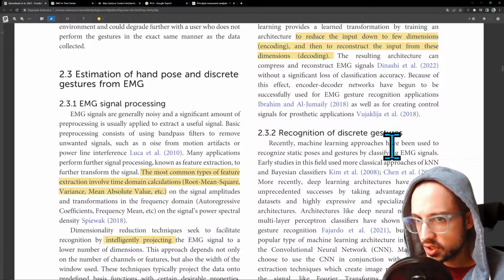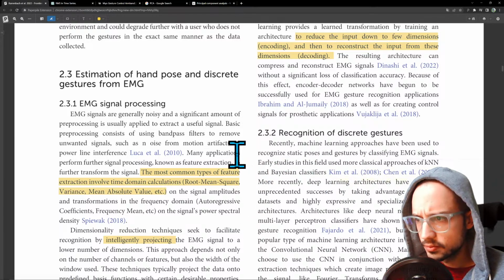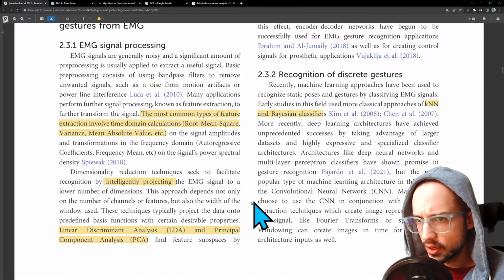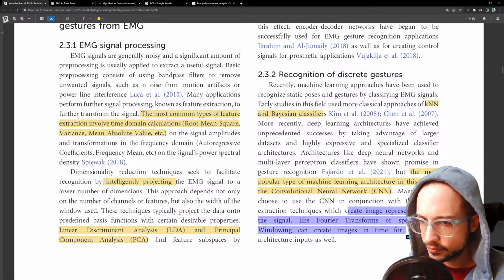Recently, machine learning approaches have been used to recognize static poses and gestures by classifying EMG signals. Early studies used more classical approaches such as k-nearest neighbors and Bayesian classifiers. So these are old school machine learning techniques. The most popular type of machine learning architecture in this task is a CNN. They probably use a CNN over time, I would assume. Okay, no, they're using a CNN on spectrogram.